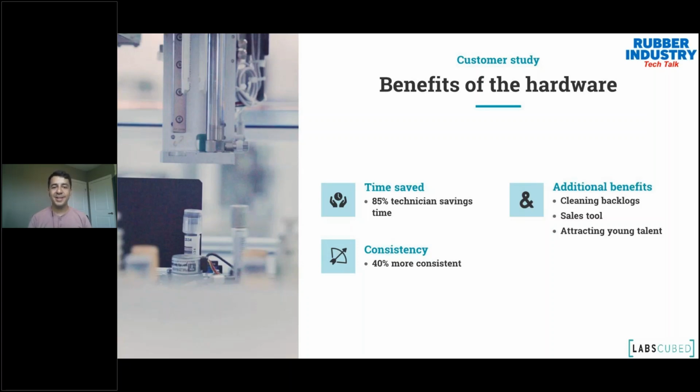Last one is attracting young talent. I think that's really important, and I hear this all the time from everybody in the rubber industry that it's a very difficult thing to attract young talent into our industry, into the rubber industry. It's not sexy enough, I guess. But I think this is the way you do it. You show them that we in the rubber industry are implementing new technologies. We're implementing the future, and that their future in the rubber industry means that they can actually use these tools that are important to them.